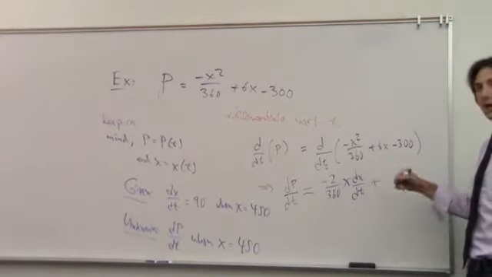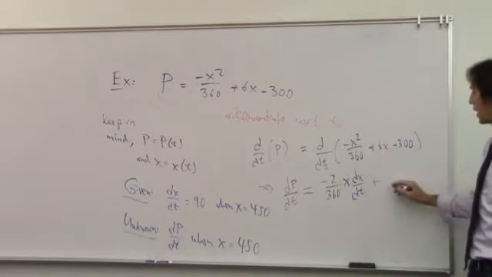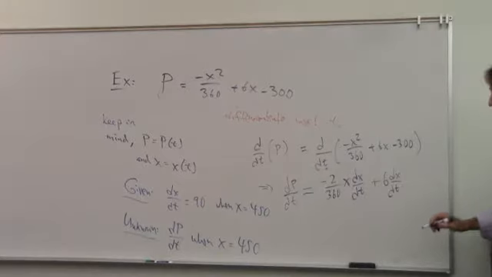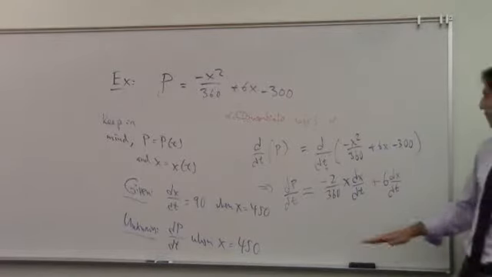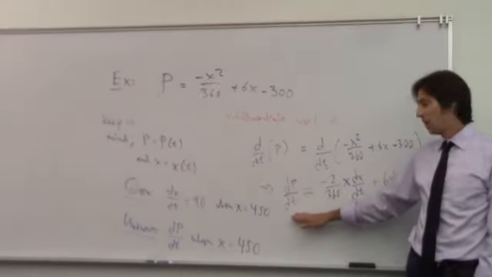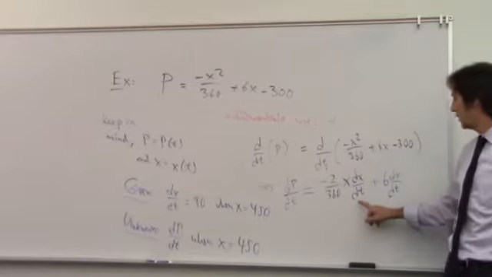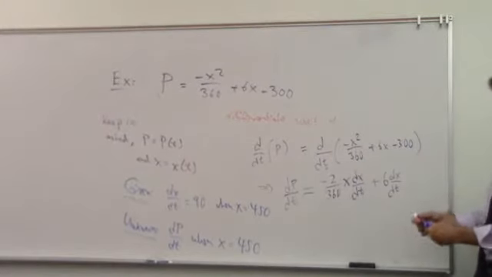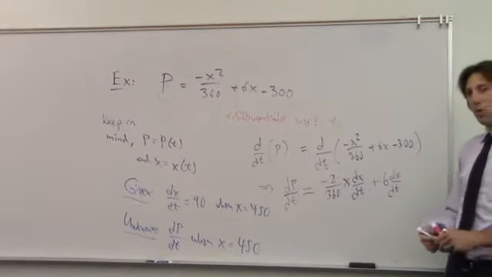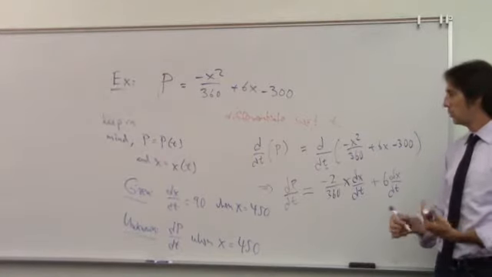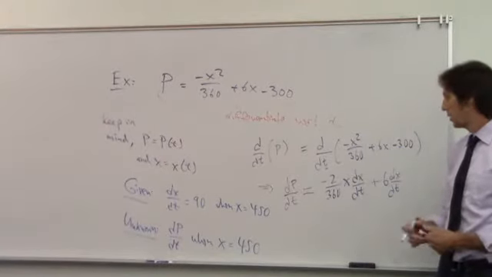Since we're adding, we can add the derivatives. The derivative of 6x is 6 dx/dt. The derivative of minus 300 is 0, because 300 is a constant. At this point, after differentiating, we now have the rates in the problem, dp/dt, which is unknown, and then dx/dt. Our very last point of the strategy is to plug in what we're given, and then solve for the unknown.